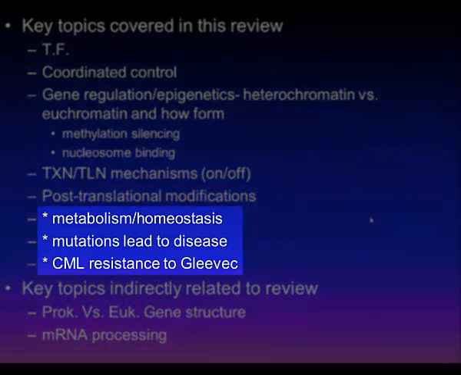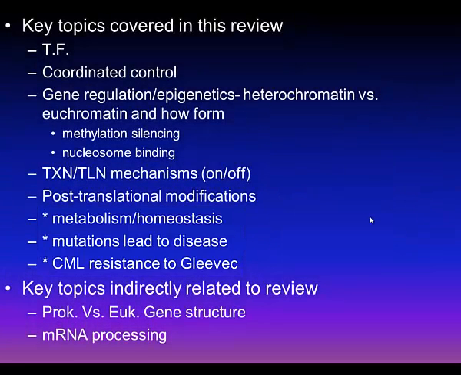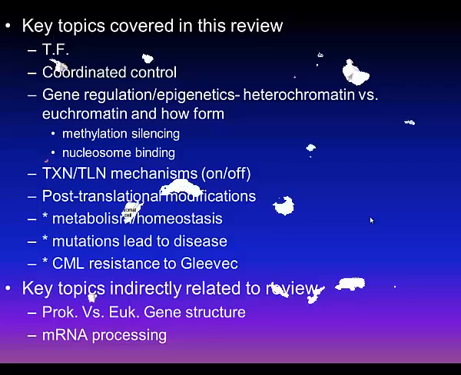Now, cancer is a disease of the metabolism and messing up homeostasis, and how the cancer itself is caused by mutations. Finally, in part 2, we're going to be talking about CML resistance to Gleevec, and that's going to directly relate to antibiotic resistance that we saw in the bacteria. So the key topics indirectly related are going to be prokaryotic versus eukaryotic gene structure and mRNA processing.